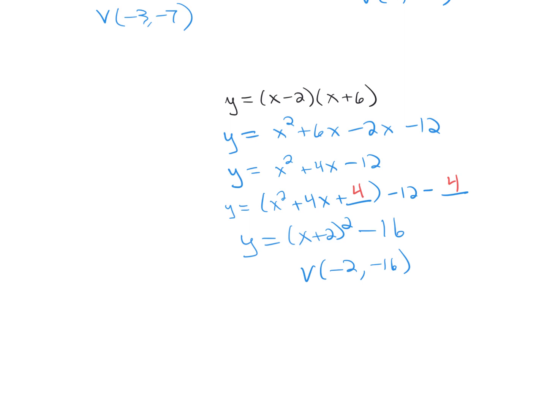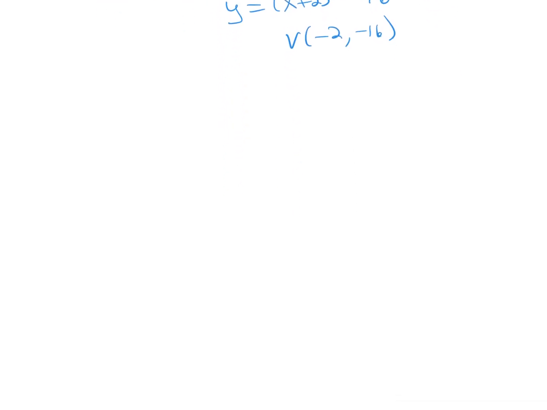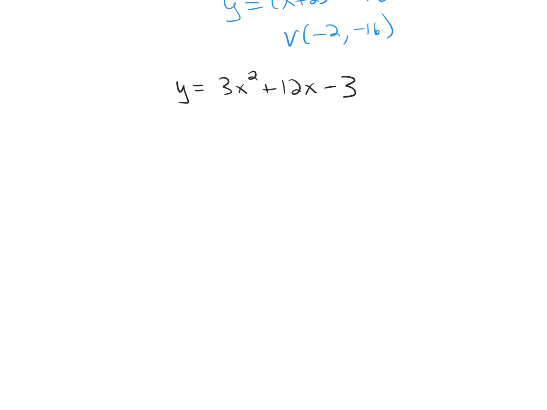Okay, let's do one more problem. And this is probably the hardest one. So here's the problem. y equals 3x squared plus 12x minus 3. And the reason this is tough is because there's a number there. Hopefully you remember that when there's a number in front of the x squared, we cannot complete the square.